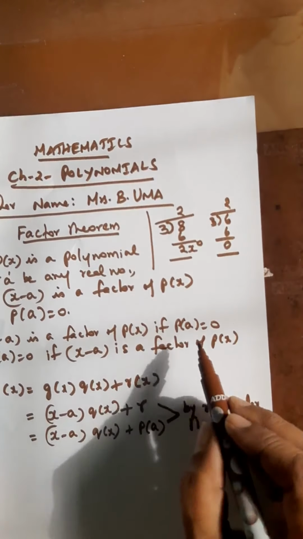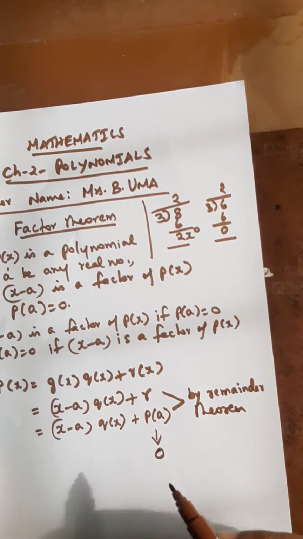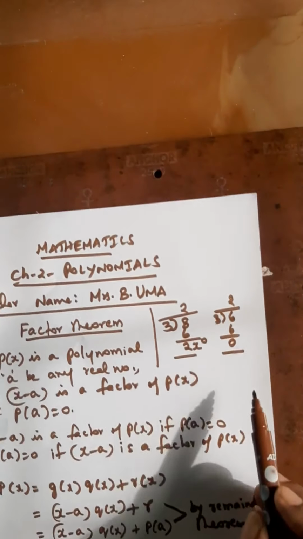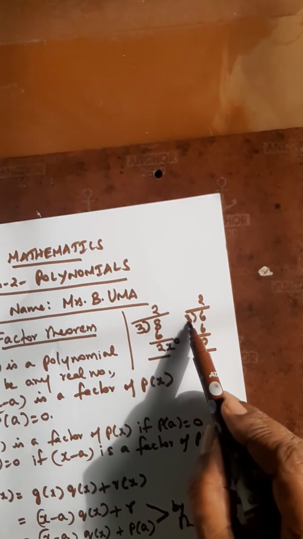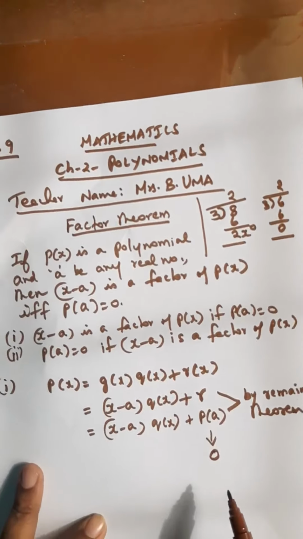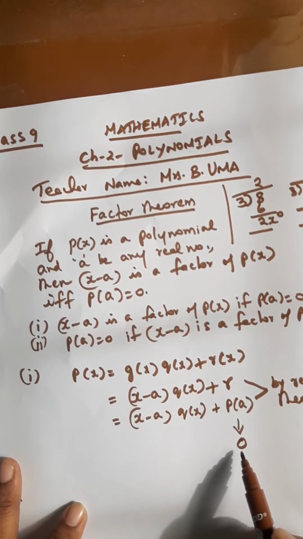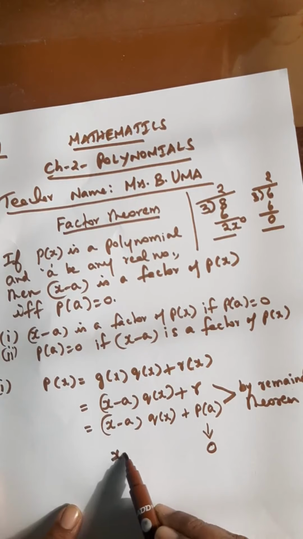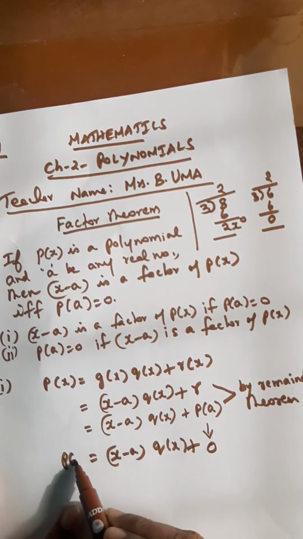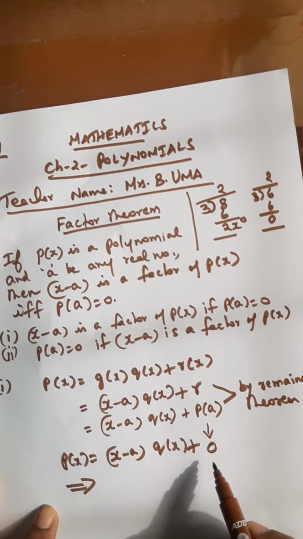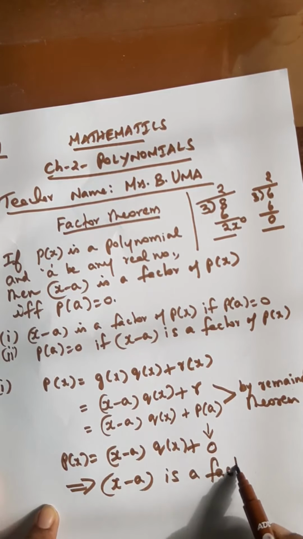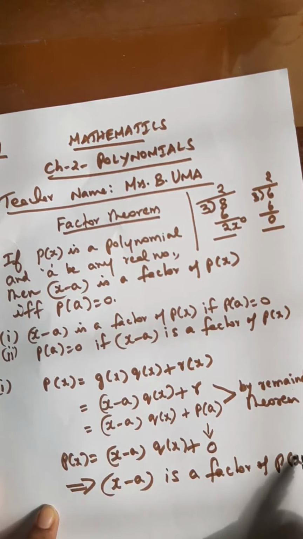Now it is given P of a equal to 0. So for this I am substituting 0. P of a is what? Remainder. When remainder becomes 0, what happens? 3 becomes, here in this example, 3 becomes a divisor of the dividend. So in the same way here, when the remainder becomes 0, then x minus a will become a factor of P of x. So this implies, since remainder 0, I can say x minus a is a factor of P of x.